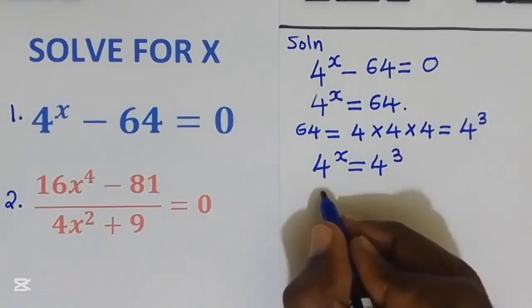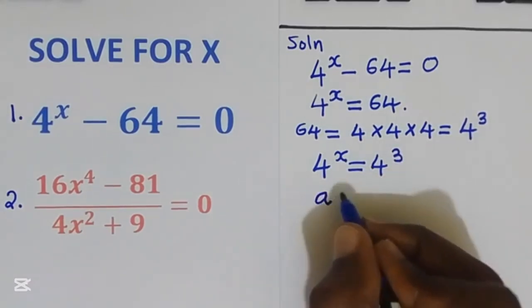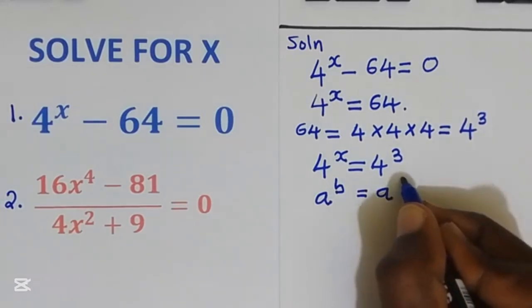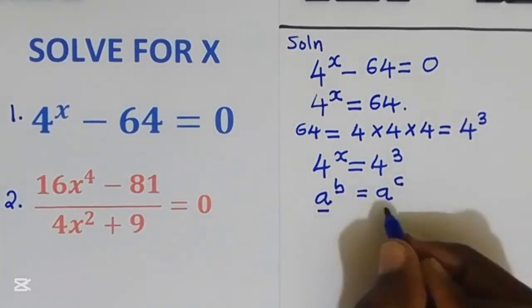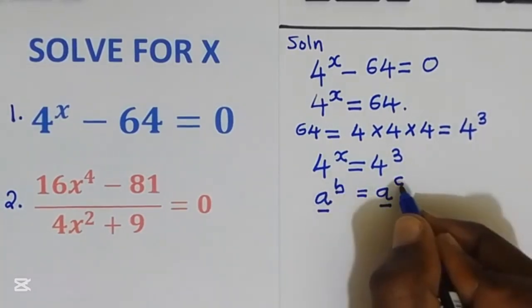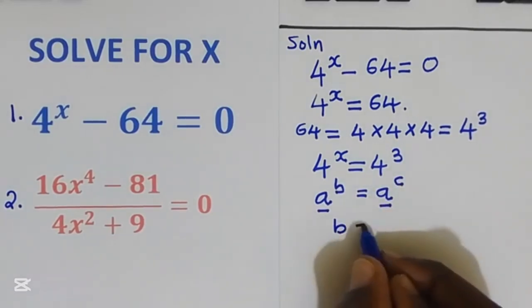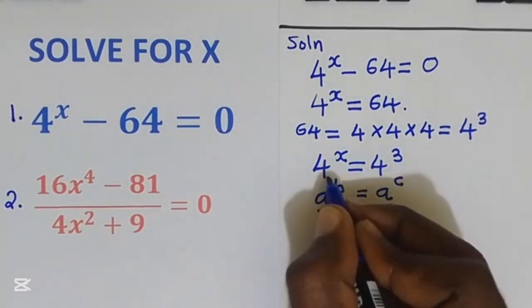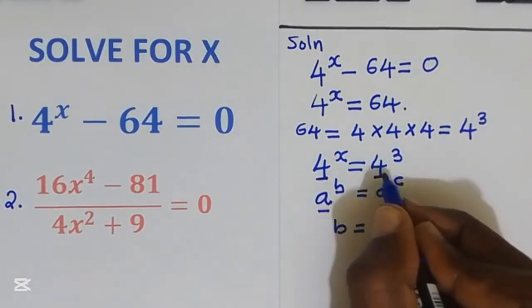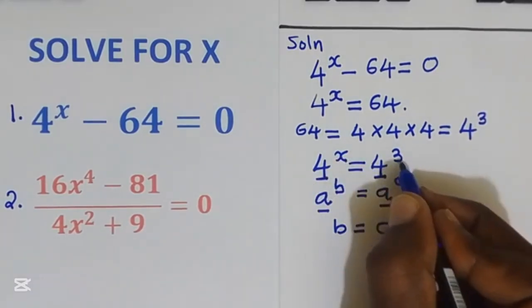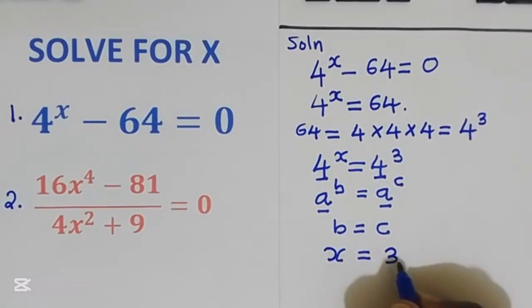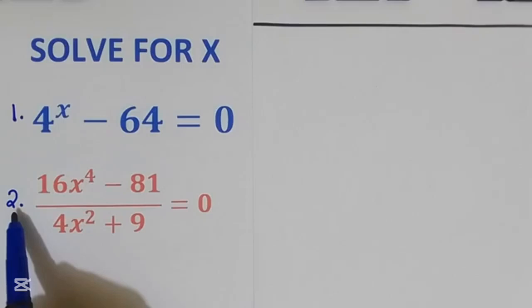But we know that if we have a power b equal to a power c, with the same base, the powers are equal. Now b is equal to c. For that case, we have the same base 4. Now x is equal to 3. Let us do question number 2.